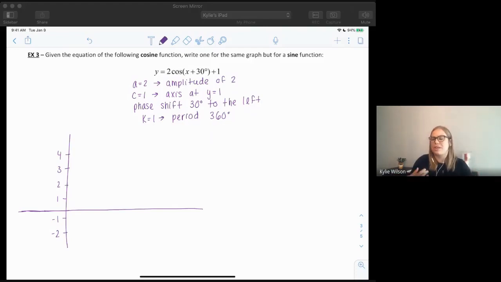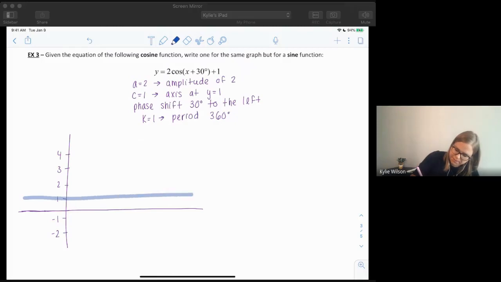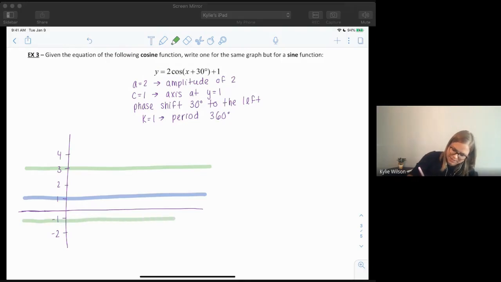It's not going to be perfect, but it'll help us to visualize the situation and give us a better idea of what's going on. So the first thing we know is that our axis is at y equals 1. So let's draw our axis. The next piece of information we have is that our amplitude is 2. So let's put that in. And again, it's a rough sketch, so my graph is definitely not symmetrical, but what can you do?